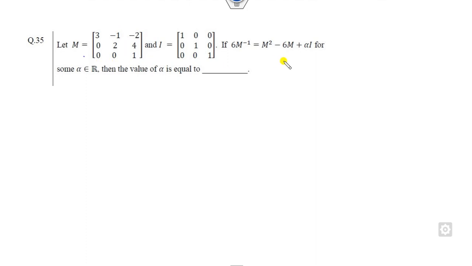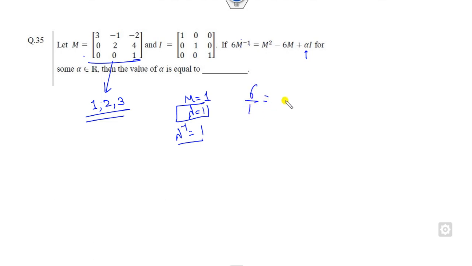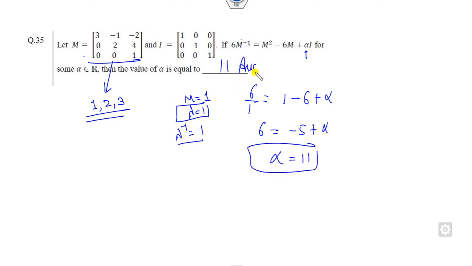Okay, so what are the eigenvalues of this? 1, 2 and 3. Then what is the value of alpha? You can substitute this value here. When m is 1, that is, the eigenvalue is 1. What is the eigenvalue of this? 1. So 6 over 1, 1 minus 6 plus alpha. 6 is equal to minus 5 plus alpha. Alpha is 11, which is the right answer. You may consider 2 also, and again you will get the same answer. So it's 4 minus 12 plus alpha, 3 minus 8 plus alpha. Again you can see 11 is the right answer.